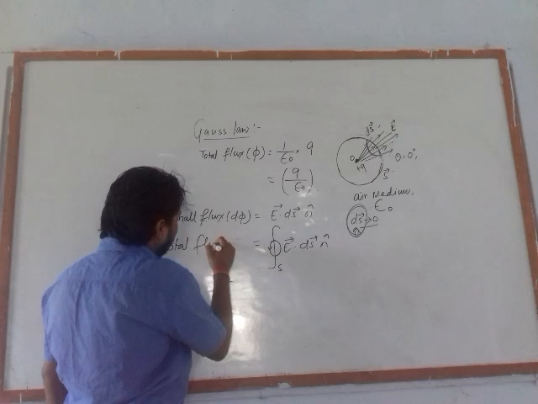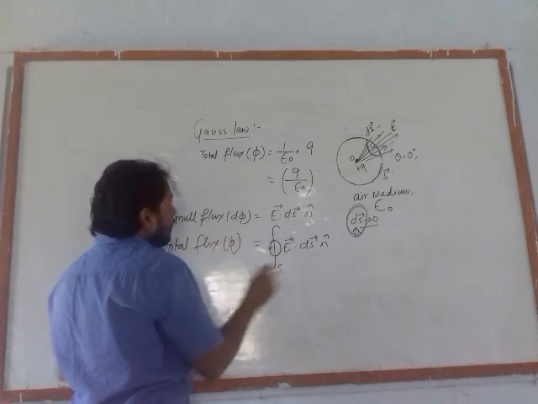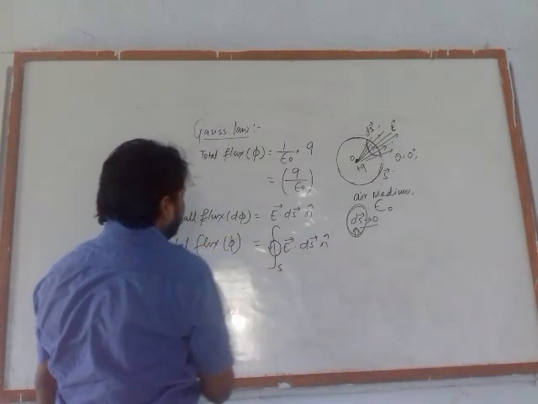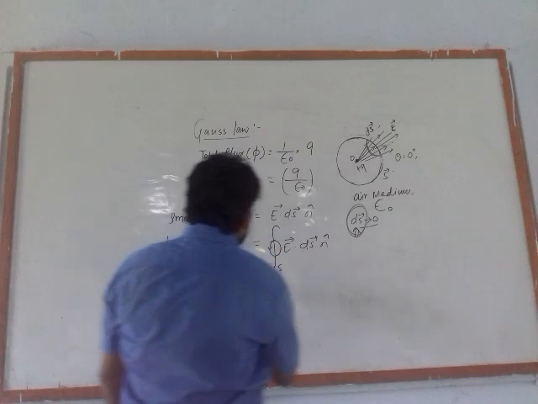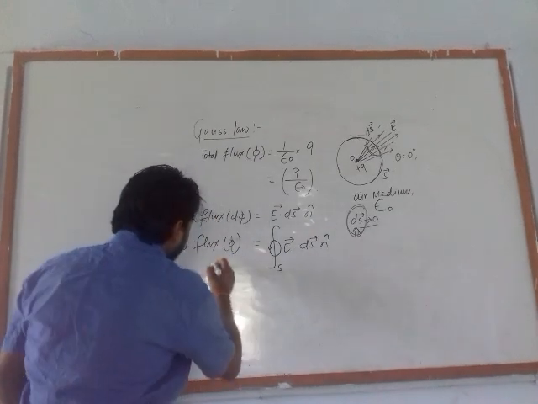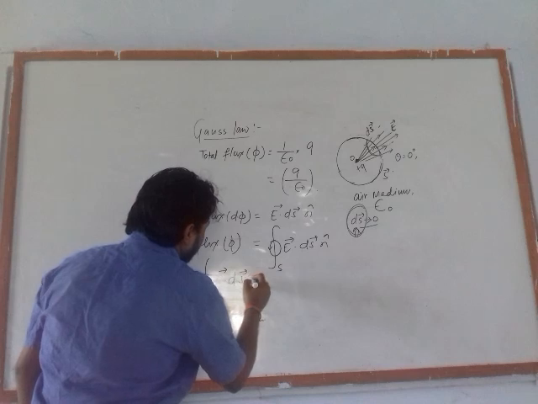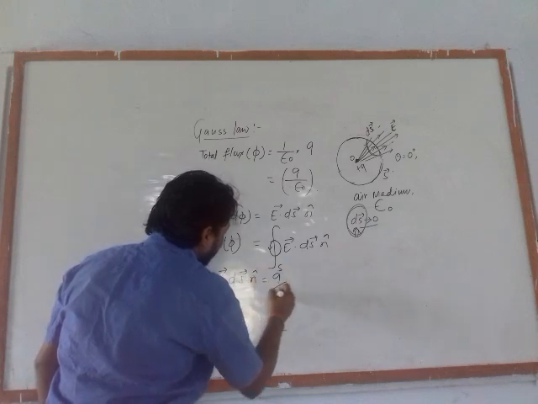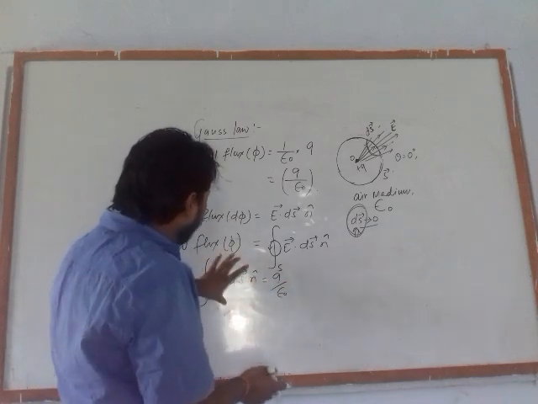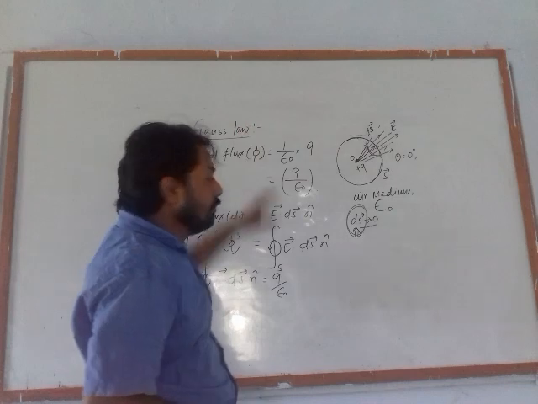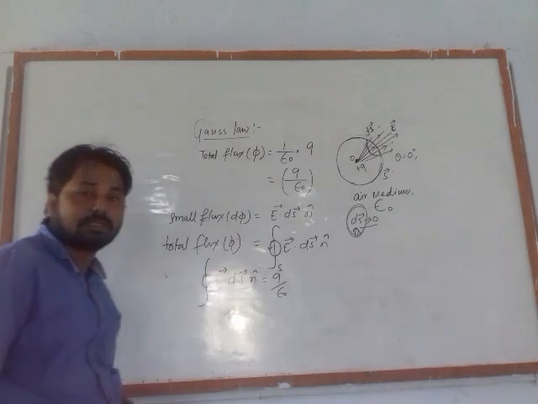This also will be the total flux. Then again, Gauss law can be related with this equation. If you relate this as the total flux, then you can write E dot ds in vector n is q by epsilon. Either you write this or you write this. Both are the Gauss law.